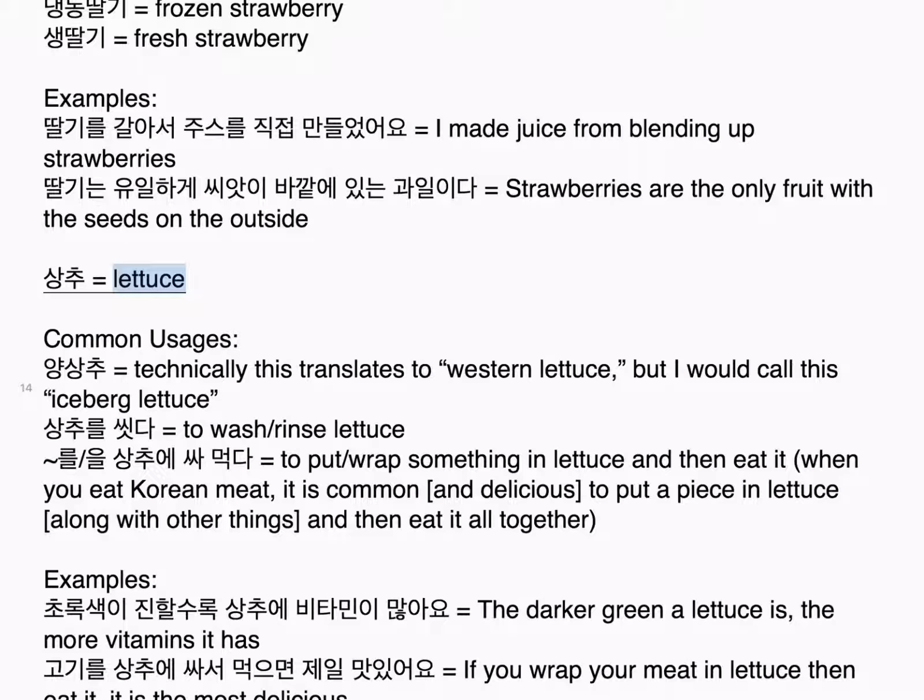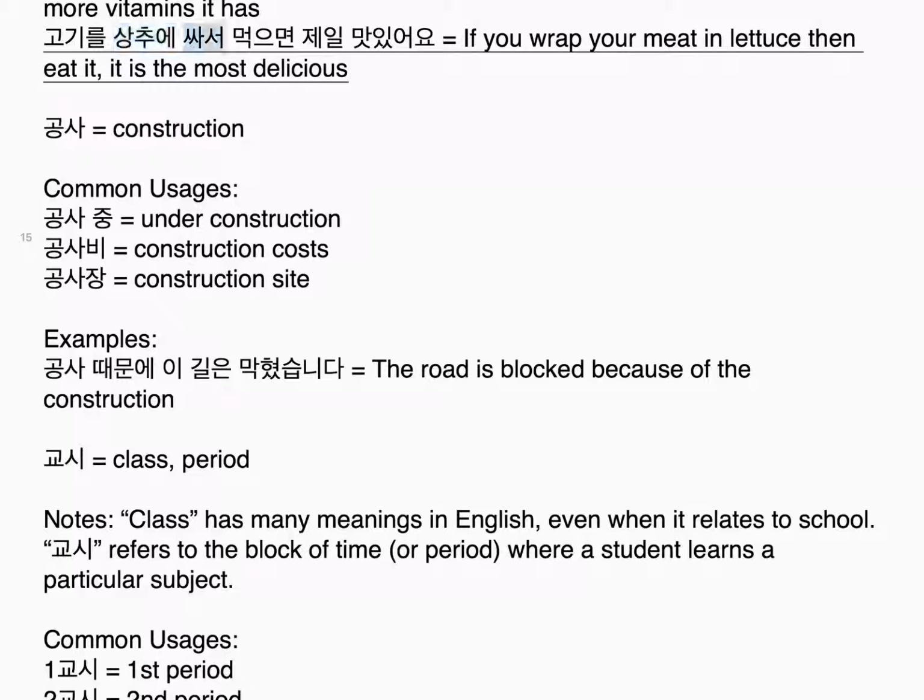상추 equals lettuce. Common usages. 양상추 equals, technically this translates to Western lettuce, but I would call this iceberg lettuce. 상추를 씻다 equals to wash, rinse lettuce. 상추에 싸 먹다 equals to wrap something in lettuce and then eat it. When you eat Korean meat, it is common and delicious to put a piece in lettuce, along with other things, and then eat it all together. Examples. 초록색이 진할수록 상추에 비타민이 많아요. The darker green a lettuce is, the more vitamins it has. 고기를 상추에 싸서 먹으면 제일 맛있어요. If you wrap your meat in lettuce then eat it, it is the most delicious.